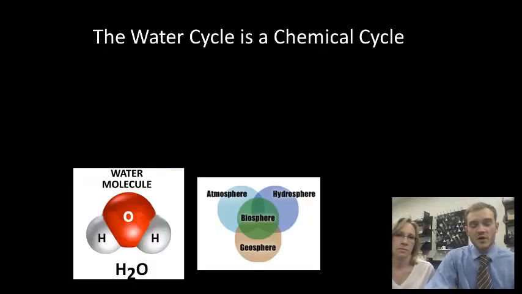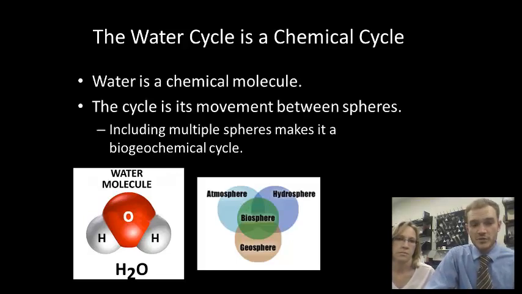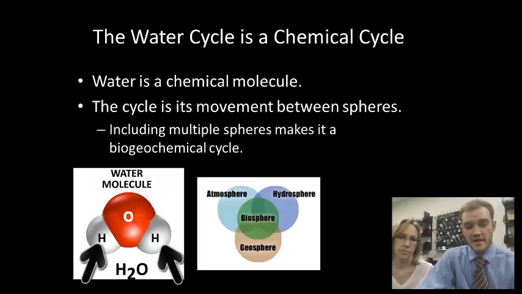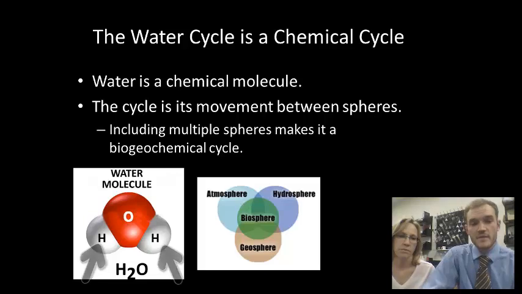Alright, so the water cycle is a chemical cycle. That's because water is a chemical molecule. You can see on this image on the left the structure of the molecule water, with the oxygen atom in the middle and the two hydrogen atoms, one on either side of it.